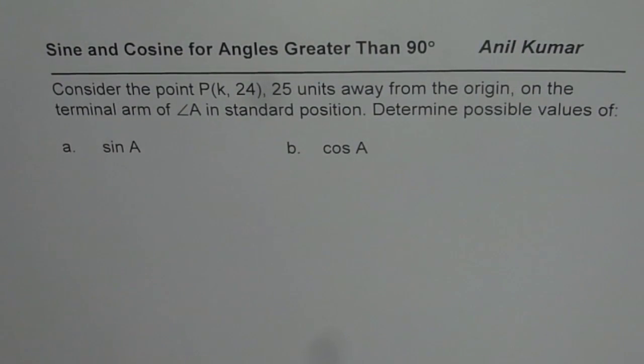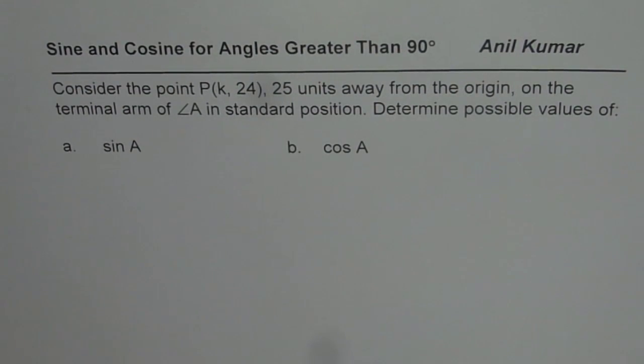I'm Anil Kumar, and in this video we'll explore angles which are even greater than 90 degrees for sine and cosine ratios. The question here is: consider the point P(K, 24), 25 units away from the origin on the terminal arm of angle A in standard position. Determine possible values of sine A and cosine A.